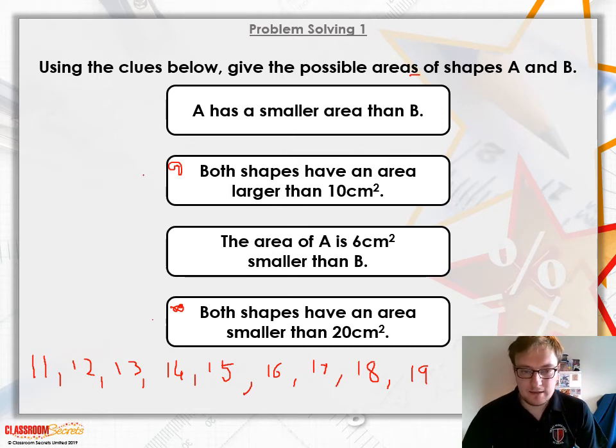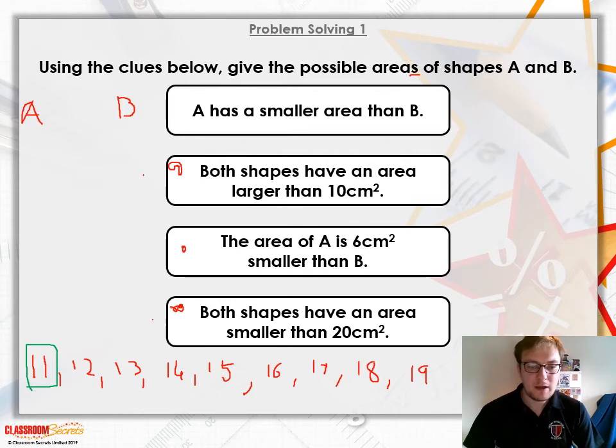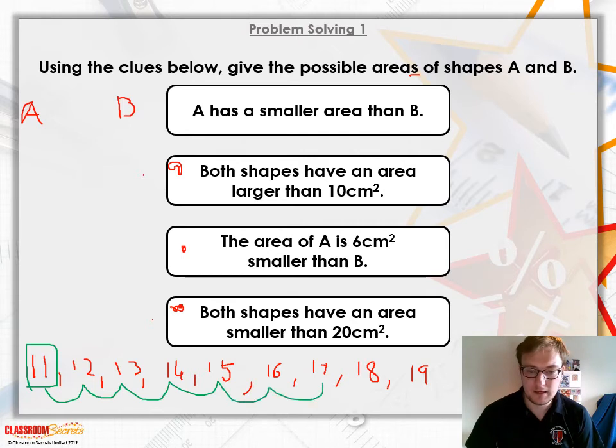The next one we're going to look at is the third clue, which is the area of A, 6 centimeters squared smaller than B. So A is our small one, so I'm going to put A on the left-hand side here, and B here. Now we need to find pairs of numbers that have a difference of 6 centimeters. Let's start with 11 here. If we added 6 on, we can just do a bit of counting on. 1, 2, 3, 4, 5, 6. So that's 17 there. So A could be 11 centimeters squared, and B could be 17 centimeters squared.